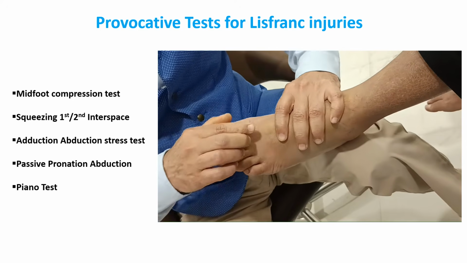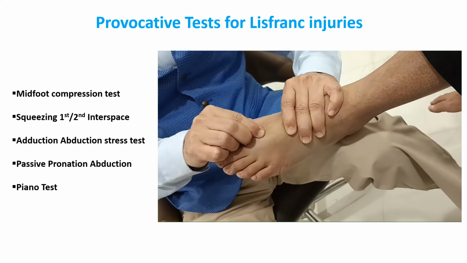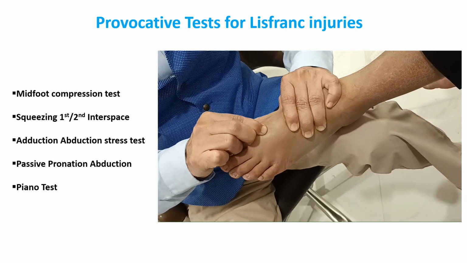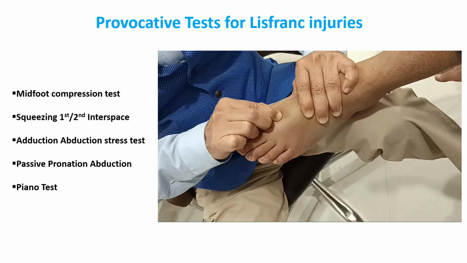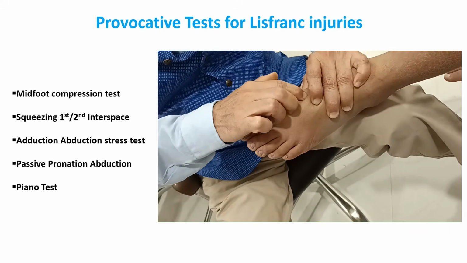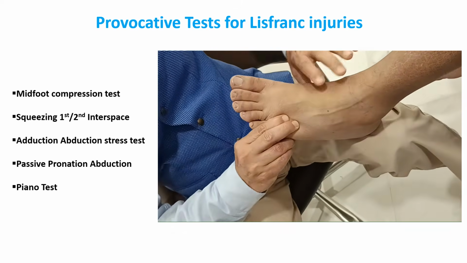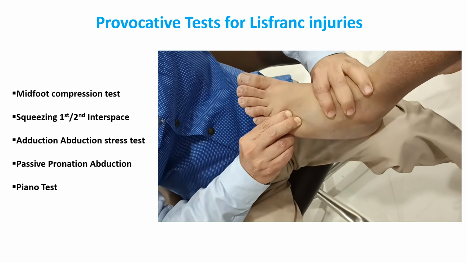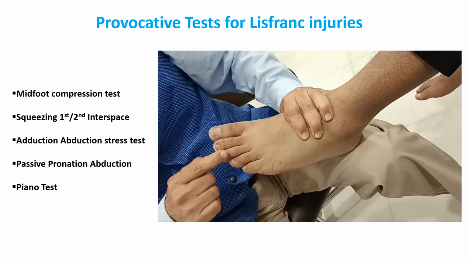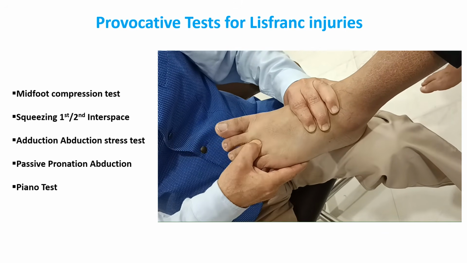And then you can hold the midfoot and try to displace the first metatarsal dorsally as well as ventrally. So once there is instability or pain at this joint, then the injury is probably located to the first TMT joint. The other test is a piano test where you hold the foot and midfoot tightly and just press the individual metatarsals downwards like a piano.